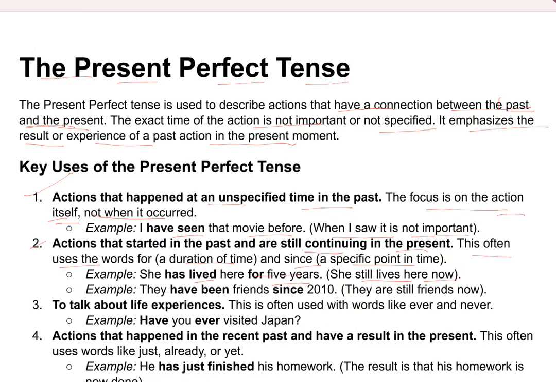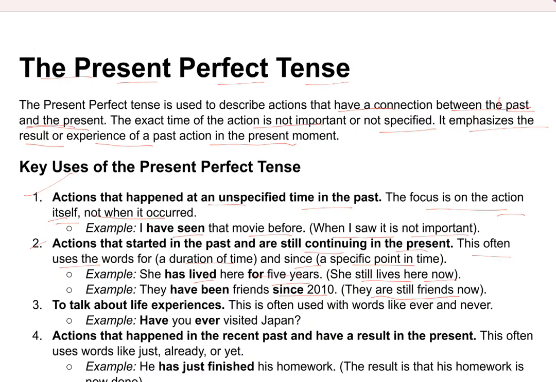Okay, they have been friends since 2010. Since is used to show the past, and also they are still friends now, which means it shows the past since 2010, and also they are still friends at this time. Okay, this is very important. In the first use, the incident is happening, but the time of occurrence is not important. But in the second, the time duration is important.